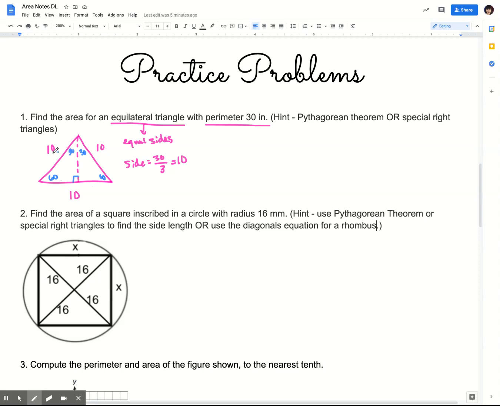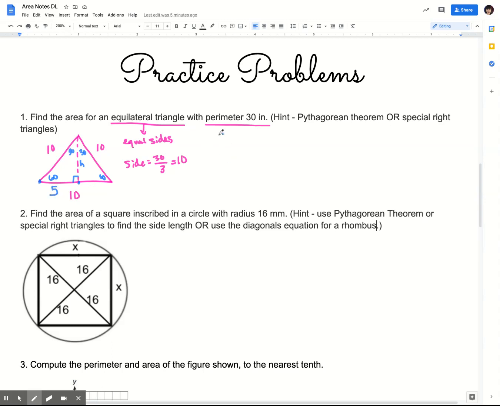Now, I don't have this distance from here to here; it's not noted. I don't know what that side is because I'm looking for the height. But because you're dealing with an equilateral triangle, which is a more special isosceles triangle, the imaginary height that I drew in is going to divide this base in half. So this distance here is 5.